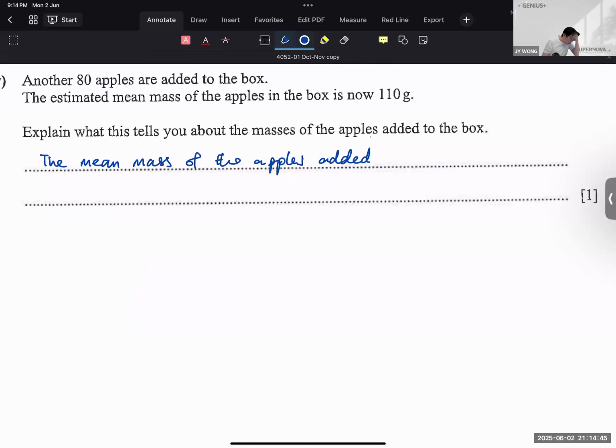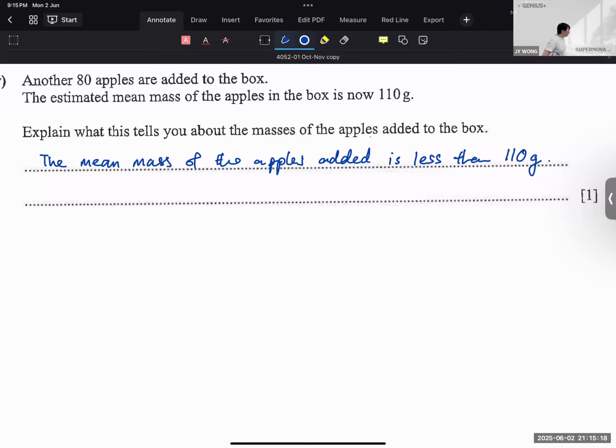The mean mass of the apples added is what? If you add the 80 apples and the mean drops down to 110, what does it mean? The mean of the apples added is less than 110 grams. It must be less, because if it's more than 110, then even though it's less than 117, it would average out to be in between 110 and 117. So the only reason why it is 110 now is because it's less.